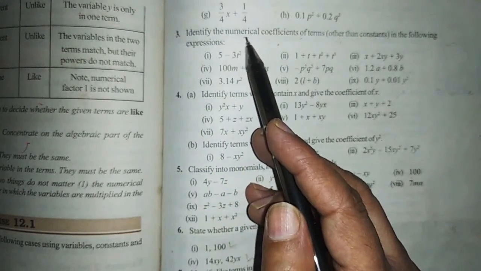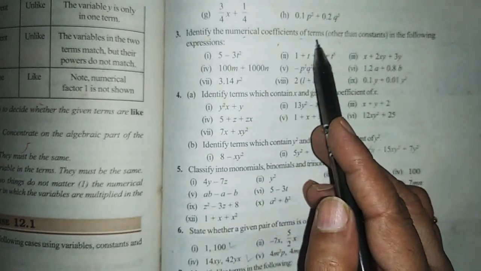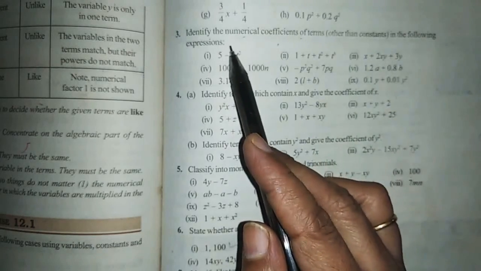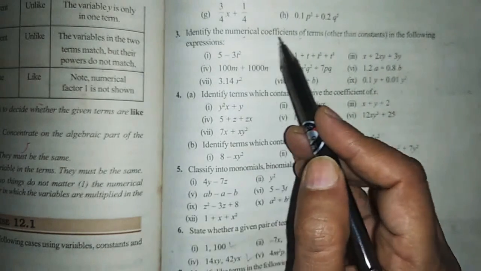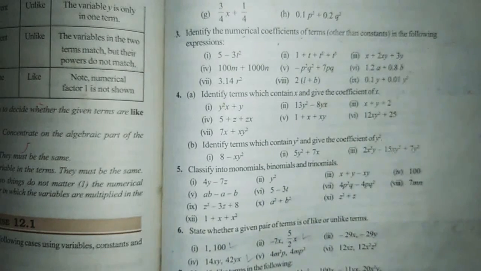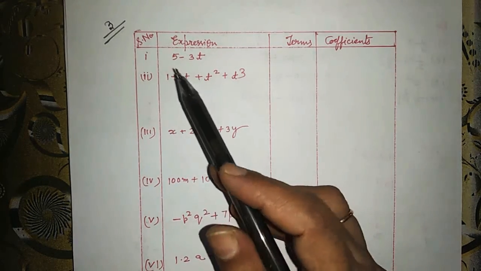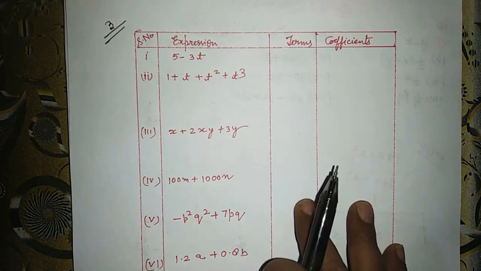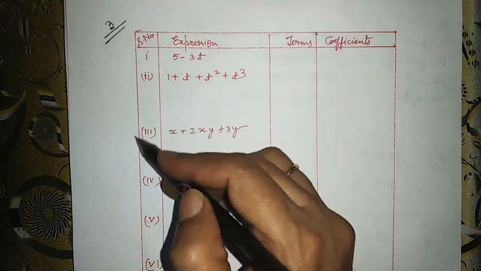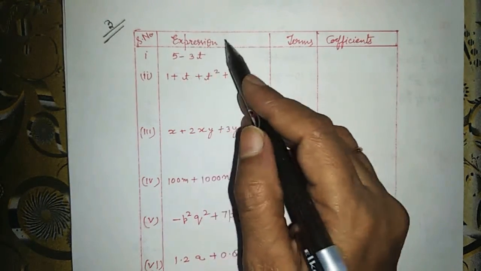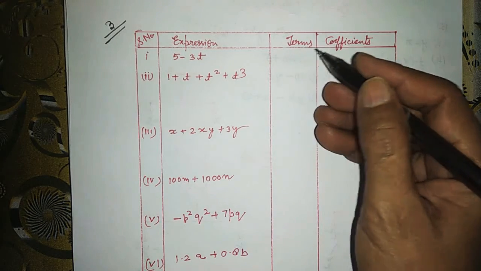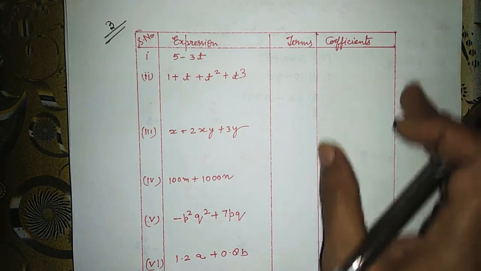Identify the numerical coefficients of terms other than constants in the following expression. Okay, we have to find here the numerical coefficient of the terms. Children, for this question also we will draw a box and divide the box into 4 columns. In the first column we will write serial number, in the second column the given expressions, in the third terms, and in the last one coefficients.